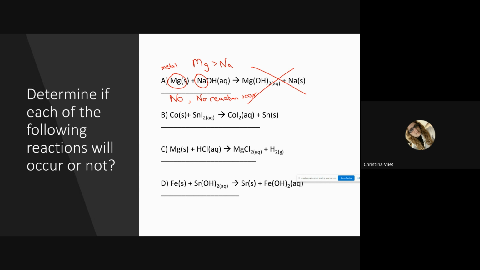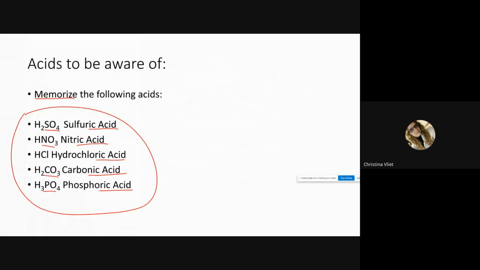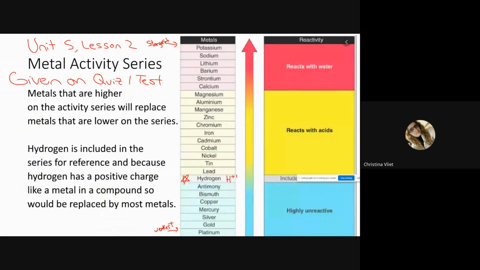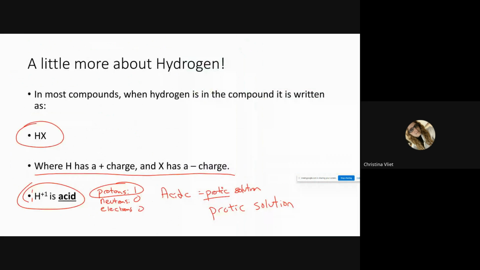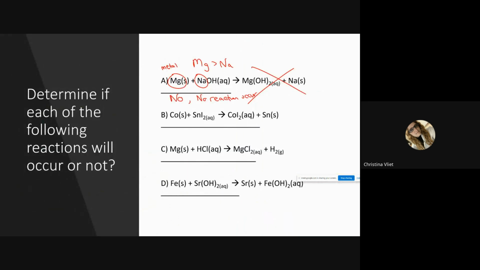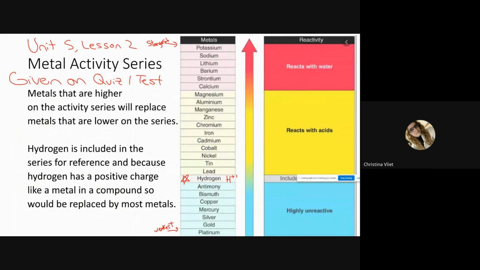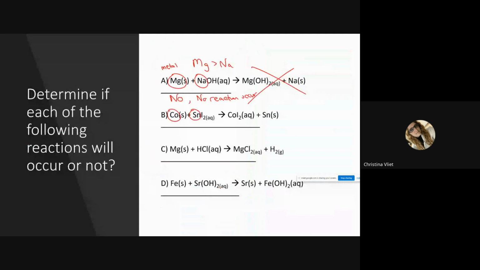B. Will this happen? Cobalt versus tin, right? Cobalt versus tin. Is cobalt stronger than tin? Take a look. Is cobalt stronger than tin? If it is above tin, then it is stronger than tin. So, yes, the reaction will occur.